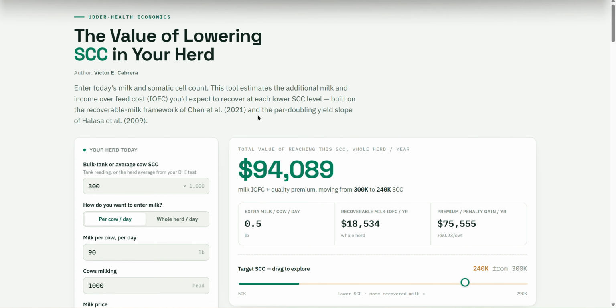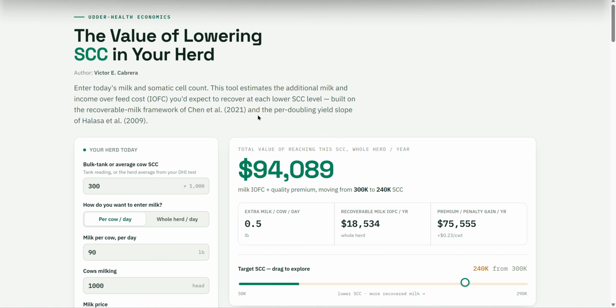The value of lowering SCC in your herd is a web-based decision support tool developed by Dr. Victor Cabrera at the University of Wisconsin-Madison. It estimates how much additional milk and how much additional income a dairy would recover by moving its herd to a lower somatic cell count.